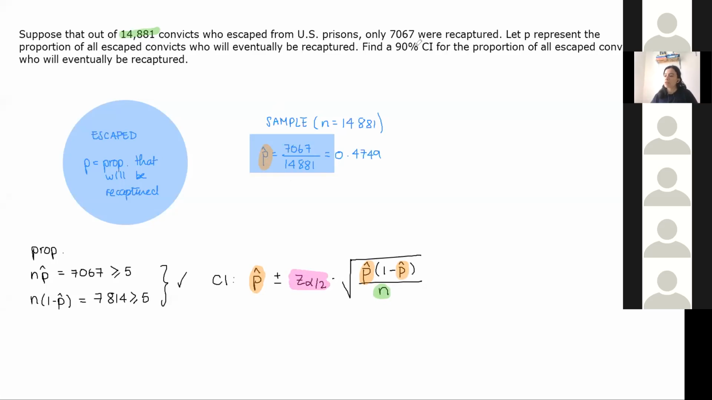Okay, now there's a couple of ways of finding z alpha over 2. I want to go back to the table with the z distribution, because again, this is going to be important. We're going to use it a little bit more in the second part of the class today.